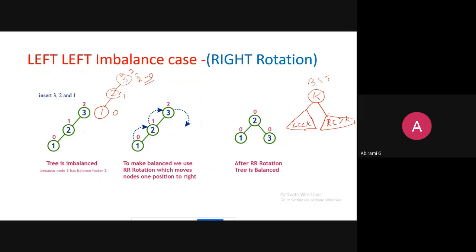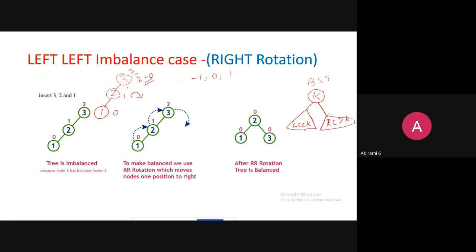We know that an AVL tree has a balance factor of only either minus 1, 0 or 1. But here it is 2, so it is not a balanced one. To make it balanced, we need rotation. But what type of imbalance is this? This is a left-left imbalance. It requires a single right rotation. After rotating, 3 should come down, so you have to pull 3 this side. LL means it requires right rotation.